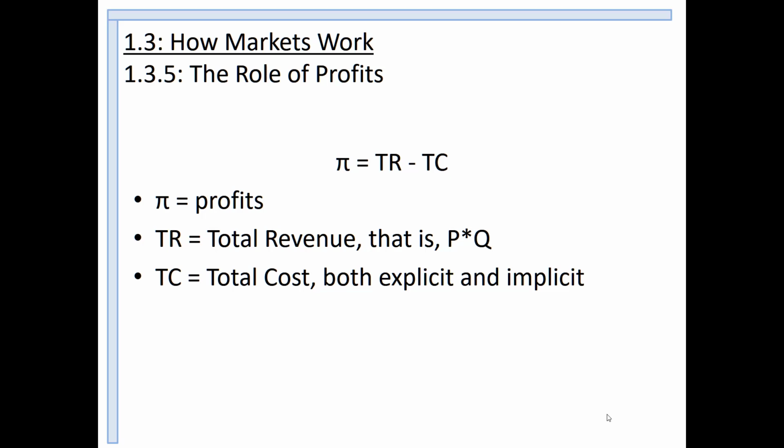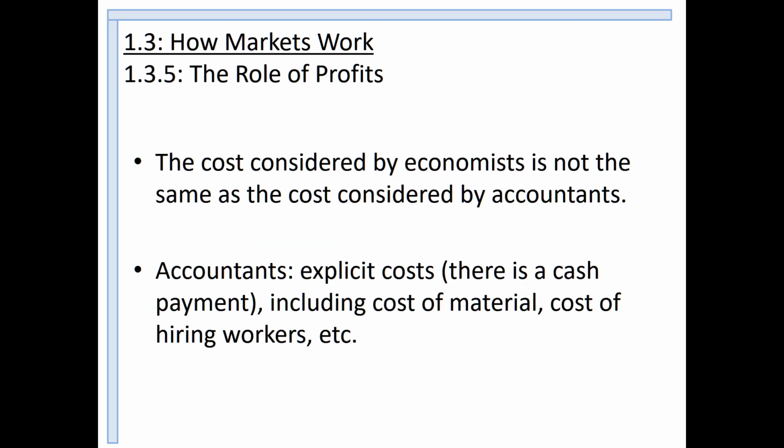Costs, on the other hand, are a bit more complicated. Total costs include both explicit and implicit costs. As a result, the costs considered by economists are not the same as the costs considered by accountants. Now, accountants only consider explicit costs. What are explicit costs? There is a cash payment, including cost of material, cost of hiring workers, etc.